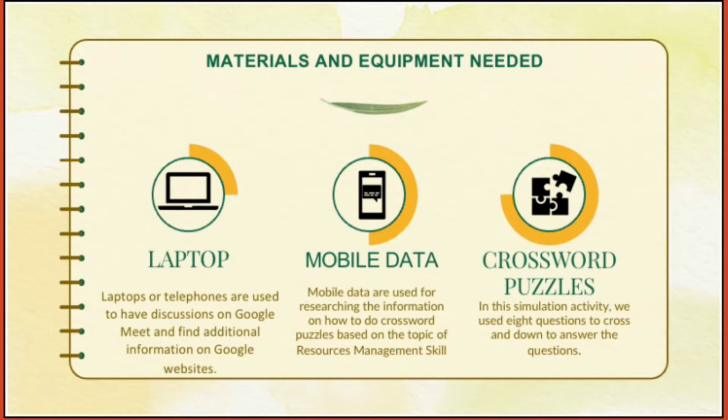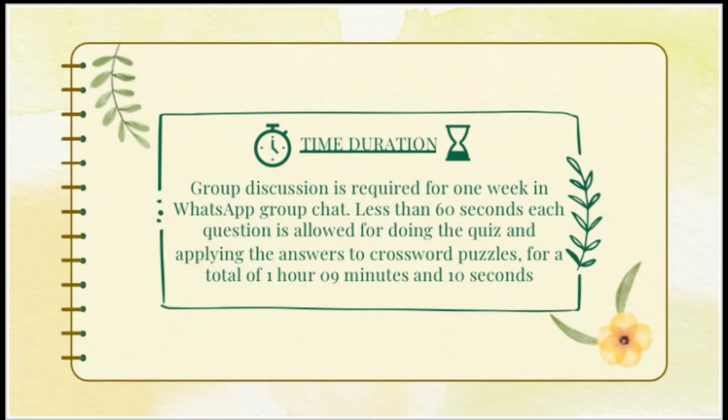Second, we have Google Meet. We discuss how to use the topic in the crossword puzzle and create questions. For time duration, our group discussion took 1 week in the WhatsApp group chat. Less than 60 seconds per question is allowed for doing the quiz and applying the answer to the crossword puzzle, for a total of 1 hour, 9 minutes and 10 seconds.